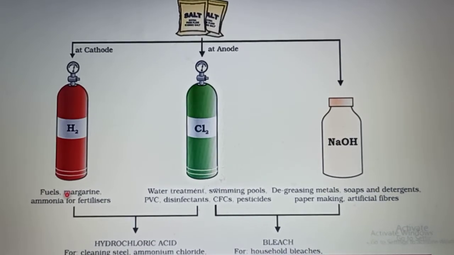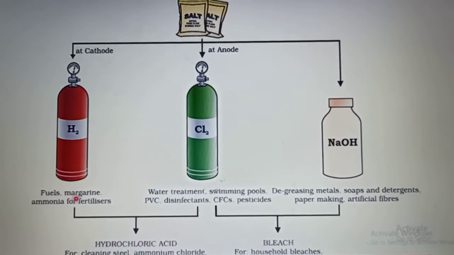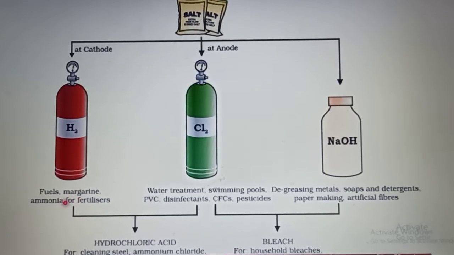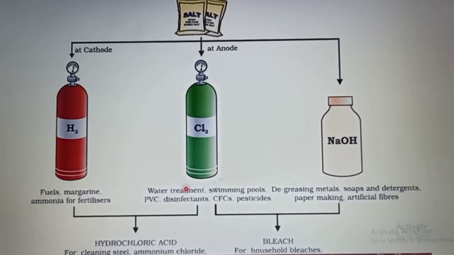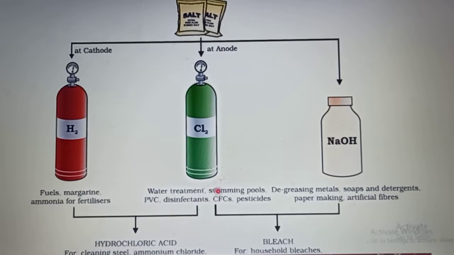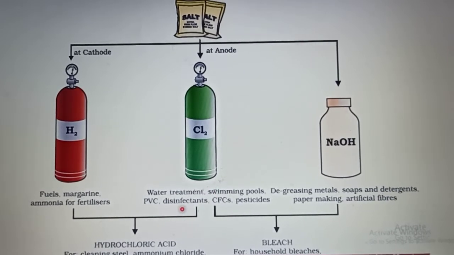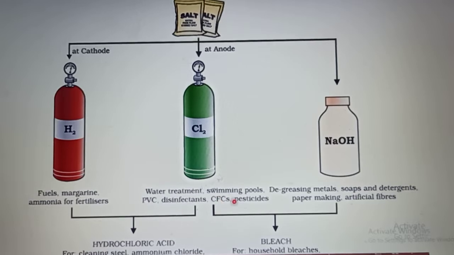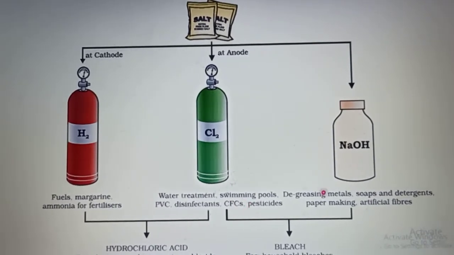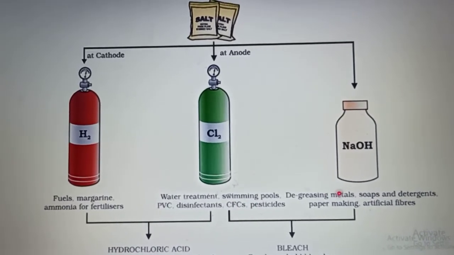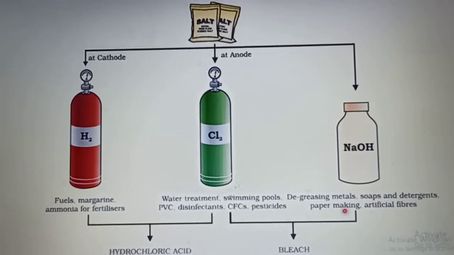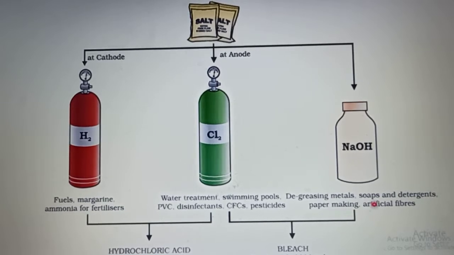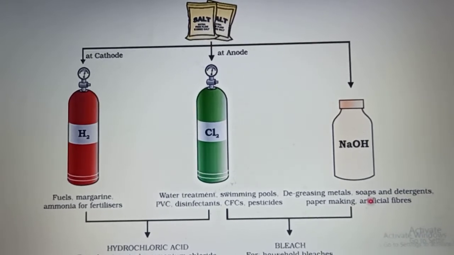Hydrogen is used as fuel, and in margarine, and ammonia for fertilizers also, right? And chlorine is used in water treatment, in swimming pools also, in PVC, in disinfectants, and in CFCs, pesticides. And sodium hydroxide is used in degreasing metals, soaps and detergents, in the paper industry and in the artificial fiber industry, right?